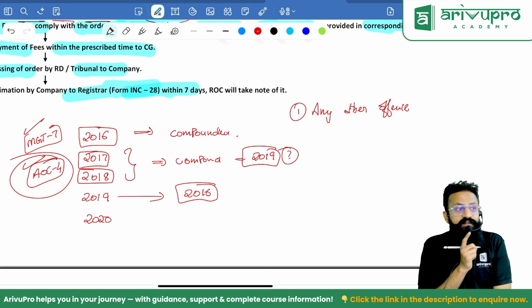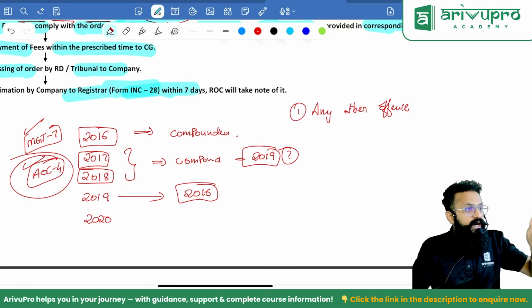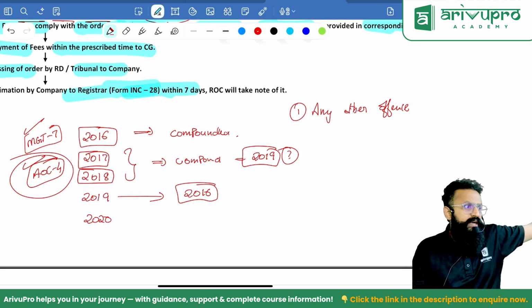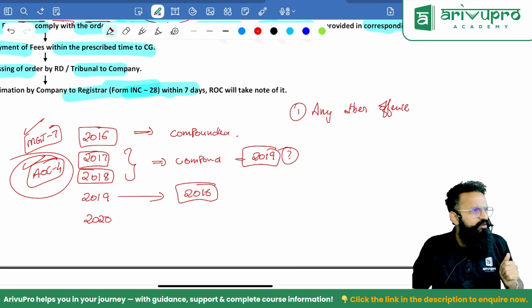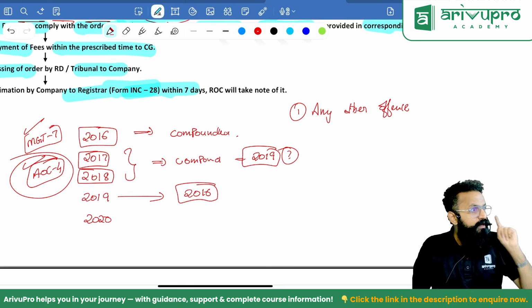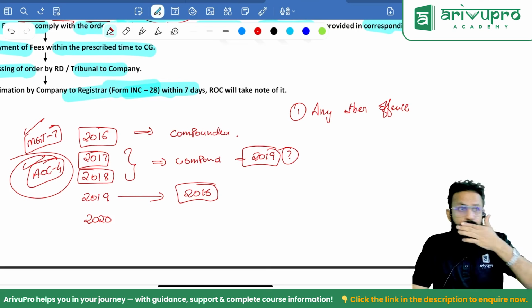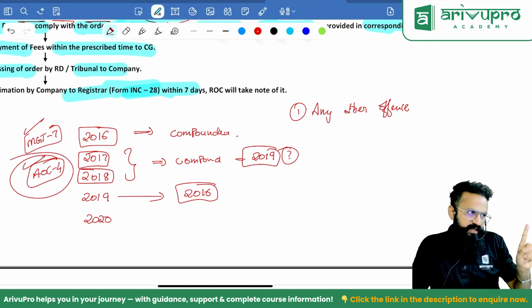Because they are not related. Similar offence means what? Something of a nature which is actually compounded in 2019. If I am repeating the same mistake, I will not excuse you. If it is a different one, yes, go, you are excused. So if it is any other offence, you can go and compound in 2020, allowed. First interpretation is clear.